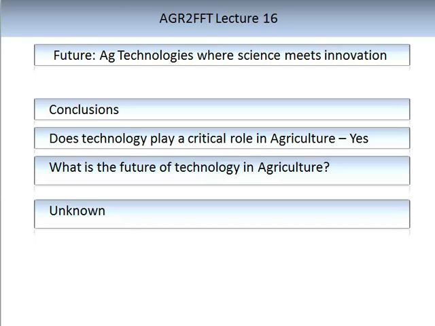It is really difficult to ascertain what the future of technology in agriculture is going to look like. It's purely unknown at this stage. But what is known is that science, innovation and uptake are essential in resolving any problem or improving any economic return in agricultural enterprises. Countries that enable this will be successful in their agricultural enterprises in the future.